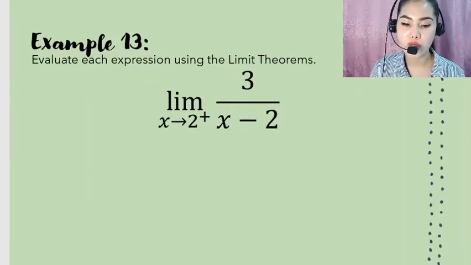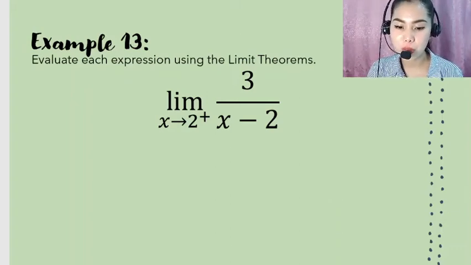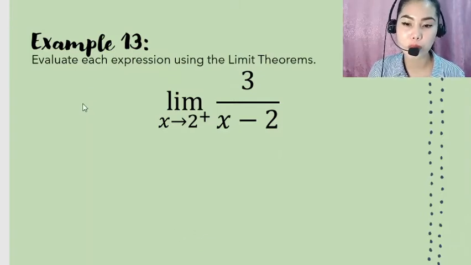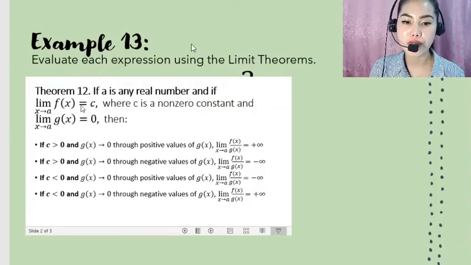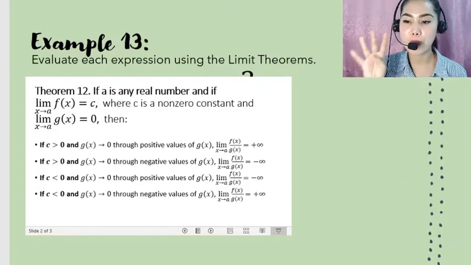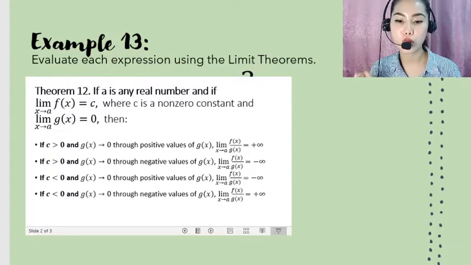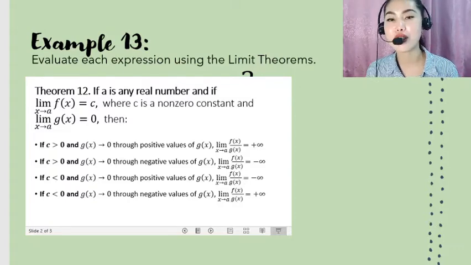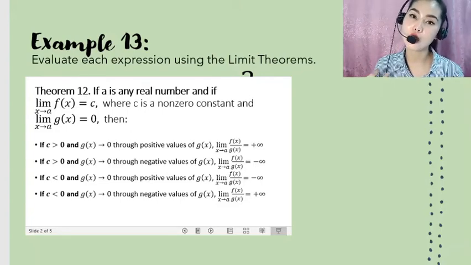Find the limit of 3 over x minus 2 as x approaches 2 from the right. Now this time, we are using another theorem for this example. So what theorem is this? This is what we call theorem number 12, wherein if a is any real number, and the limit of f of x as x approaches a is equal to c, where c is a non-zero constant, and the limit of g of x as x approaches a is 0, then there are 4 possible cases that we need to consider. First, if c is greater than 0 and g of x passes through positive values, then you will have positive infinity. If still c is greater than 0 and g of x passes through negative values, then your answer will be negative infinity.